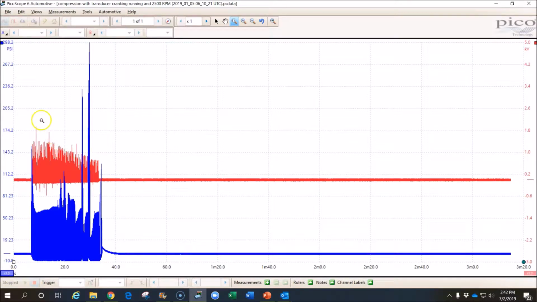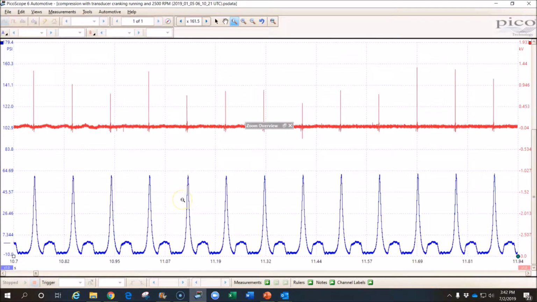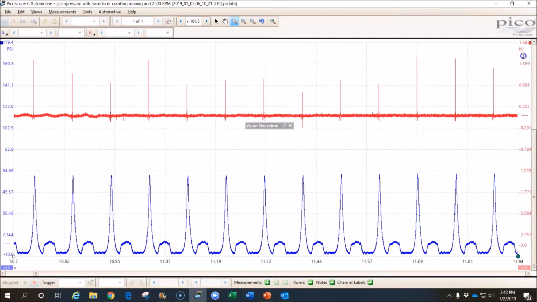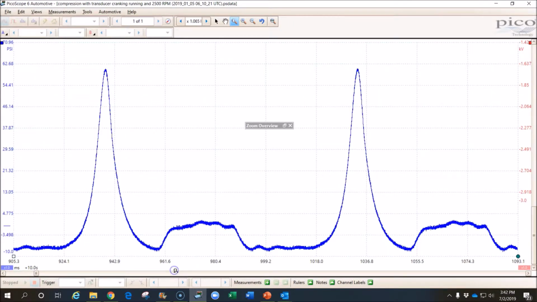So the first thing that we're going to do is choose a section of this to zoom in on. You'll see on the red channel this is our spark. All I really am after is this spike. So I can move this out of the way for now. And I want to zoom in on one 4-stroke event. It should look something like this.